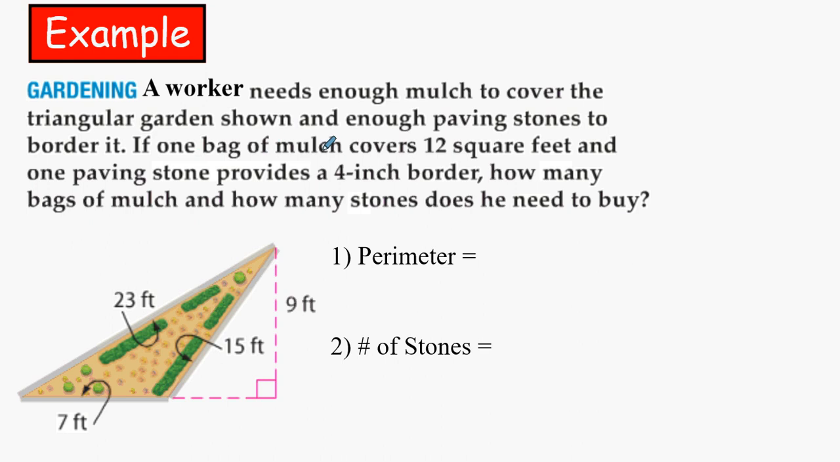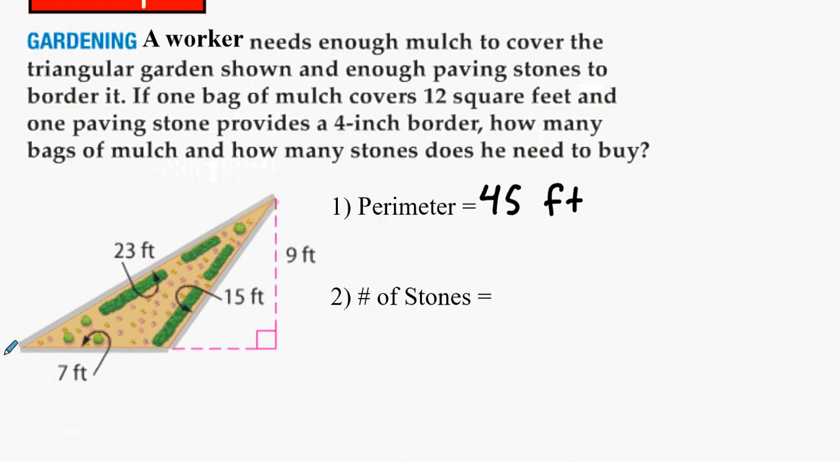If one bag of mulch covers 12 square feet and one paving stone gives us 4 inches of border, how many bags of mulch and how many stones does he need to buy? So this is a perimeter and an area question. Let's try the perimeter first because I already have all three sides. The perimeter, I just add up 23 and 7 is 30 plus 15 more is 45. So the perimeter is 45 feet.